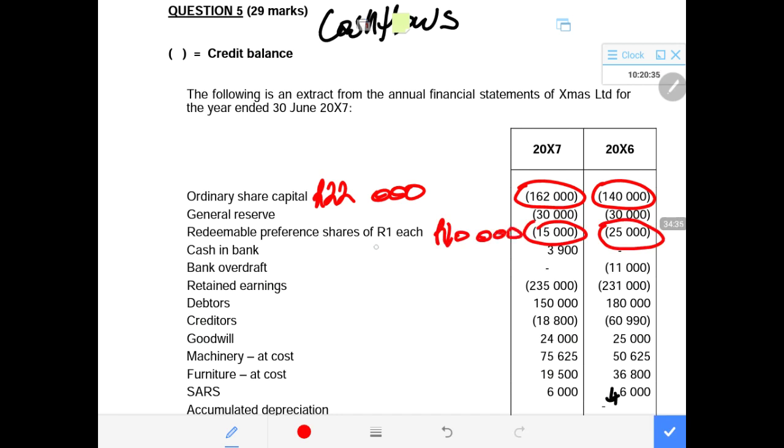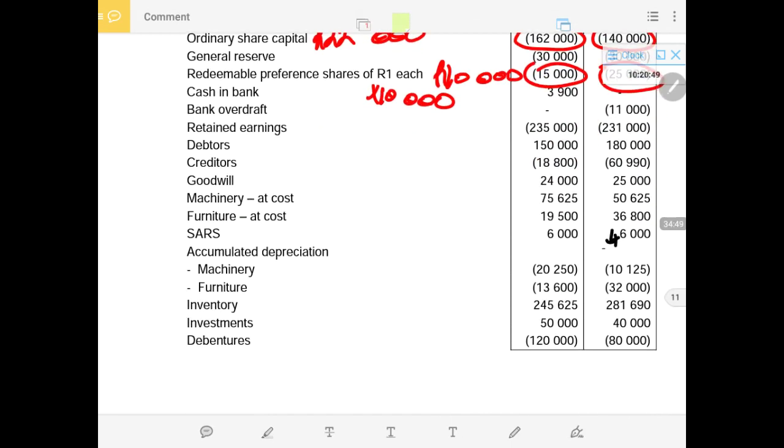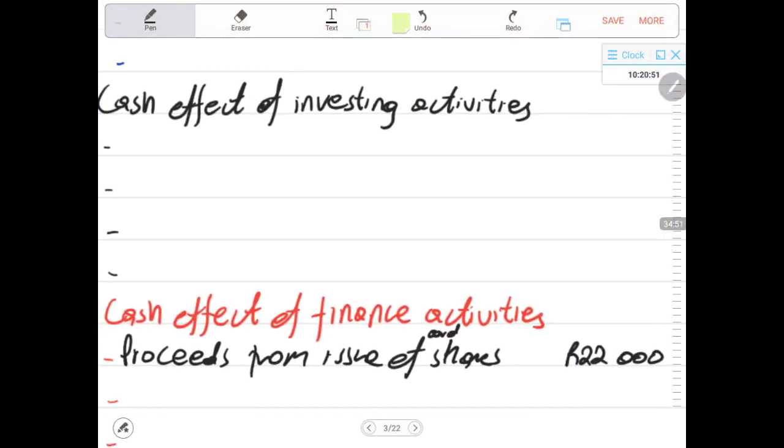Now remember, we redeemed 10,000. Even if you say 1 rand times 10,000 preference shares that were redeemed, it will still give you the same amount of 10,000 rands. Now we have redeemed these preference shares. Remember, I said that under cash effect of financing activities, we focus on shares, loans and debentures. That is the only item that I want to see here. I don't want to see the proceeds of an asset here. No, only three major things.